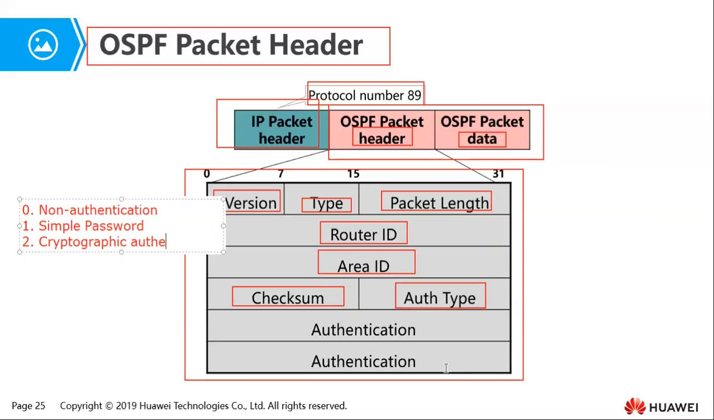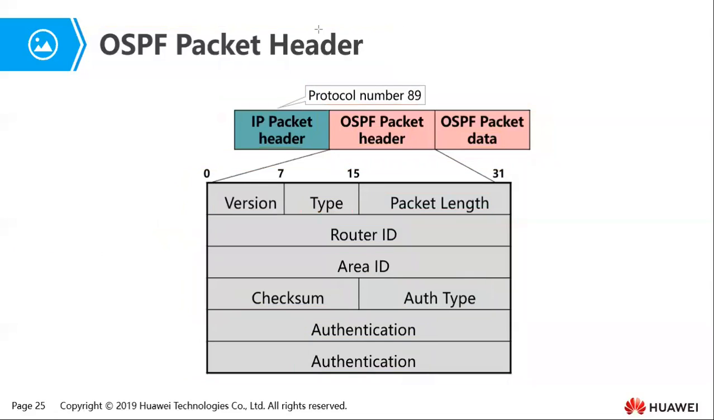So this particular field here, auth type, will have a value 0 if you've not configured any form of authentication. It will have a value 1 if you're using simple password authentication, and a value 2 if you're using cryptographic authentication. Then the other fields here will differ depending on the type of authentication that you're using. I hope you've understood the OSPF header, and it's important to understand that all OSPF packets will have this header.